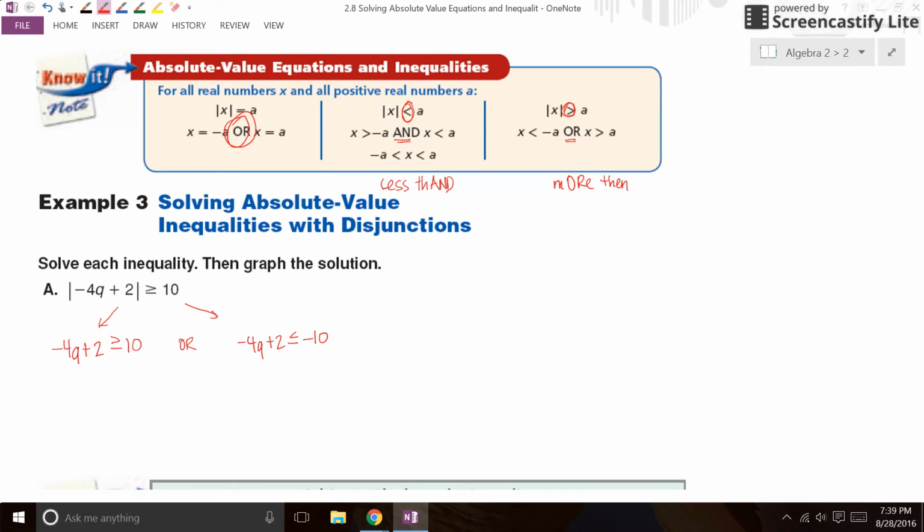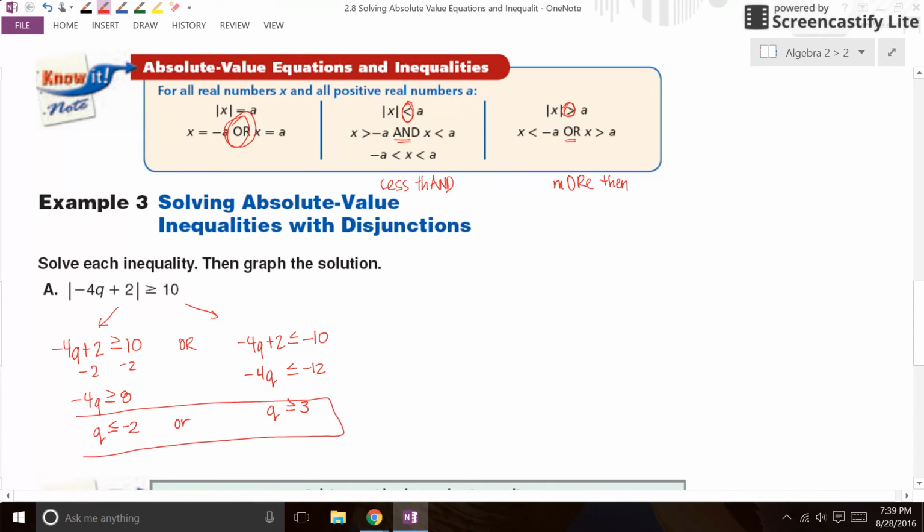Now solve it. So I subtract 2 from both sides and I get negative 4q is greater than or equal to 8. So for q, I'm going to divide by a negative, flip the sign: q is less than or equal to negative 2. Or the other side, negative 4q is less than or equal to negative 12. Again, dividing by negative 4, q is greater than or equal to 3. And it's an "or" problem. So I am completed.